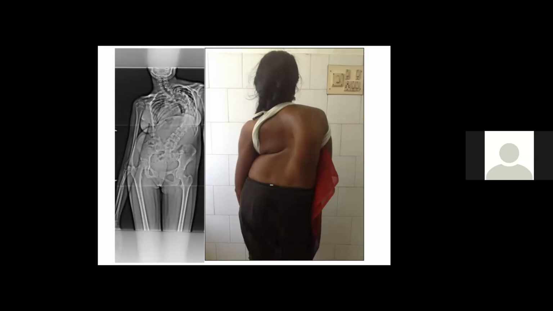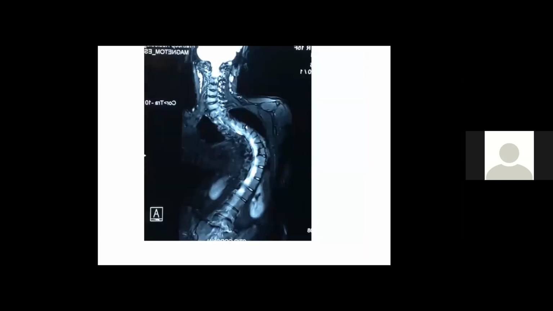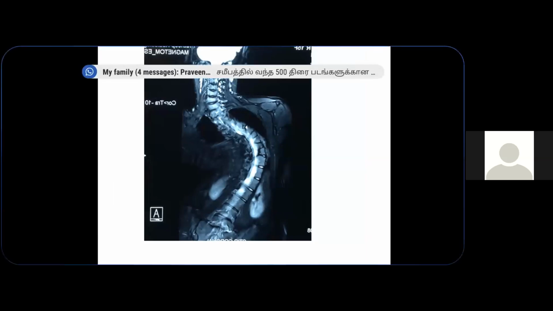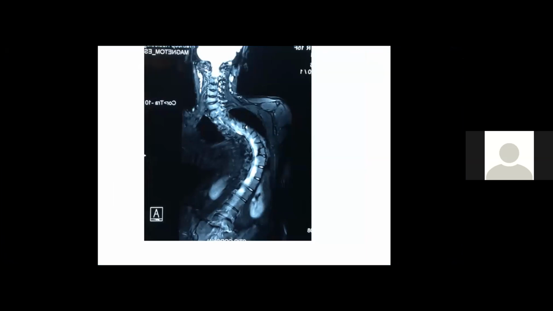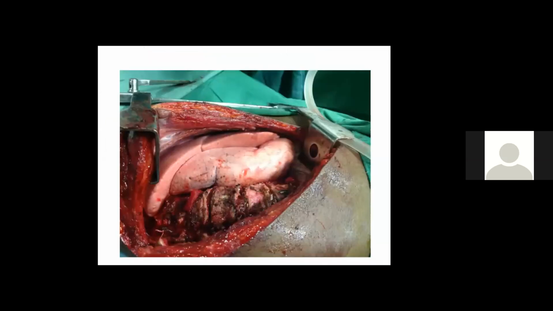Yes. Actually, in this case, what was worrying was there were a lot of segmentation anomalies. There was no disk space in between for almost 4 or 5 segments, and there was a fused convex rib, almost like a bar. So we thought that even if you go posteriorly, since there is no disk space from T4 to T8 level, even a Ponte osteotomy is not going to correct. So we thought we will go anteriorly. We just created a disk space using the osteotome.